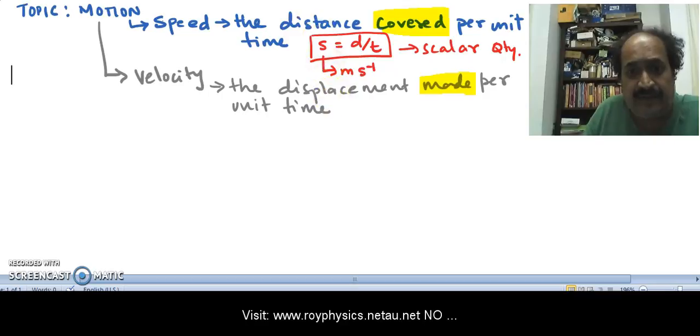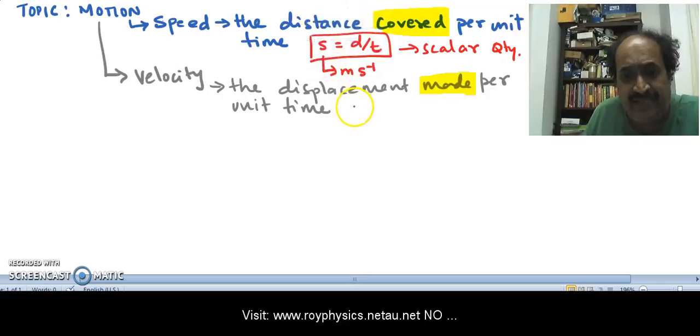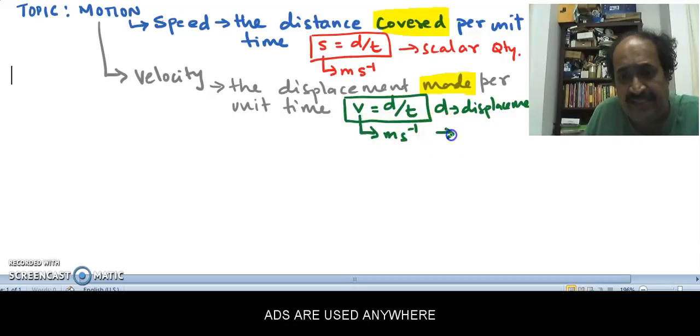And this can be then written as velocity is equal to the same d by t. Only thing is here it was distance, and here your d is displacement. Okay, and the unit is the same, meter per second, and this is a vector quantity. Vector quantity, don't forget this.